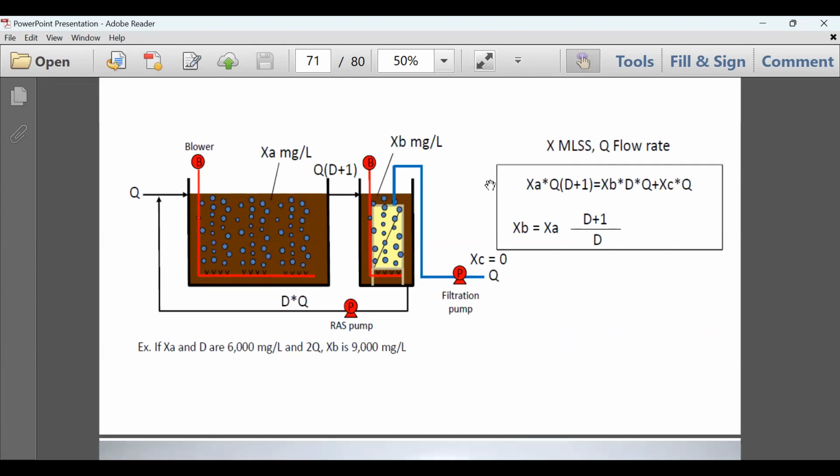This slide is for your information. While inlet and outlet flow rates are the same, return sludge volume is maintained at 2 to 4 times. However, it depends on the MLSS concentration of the reactor tank and MBR tank.